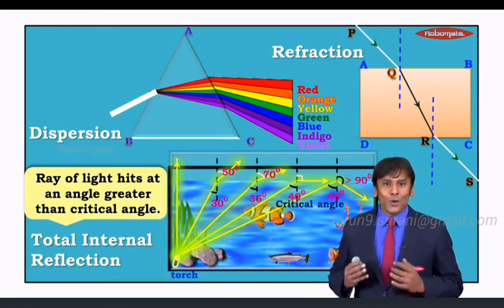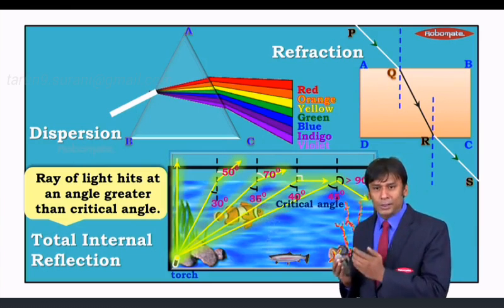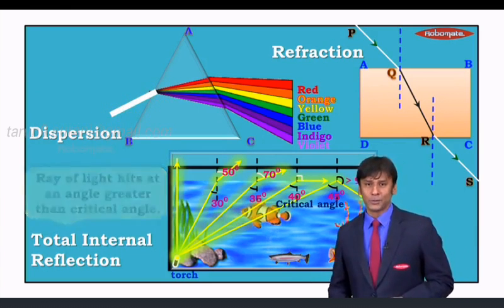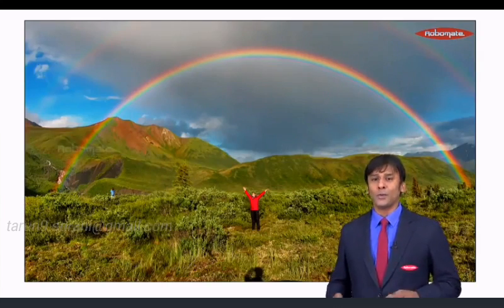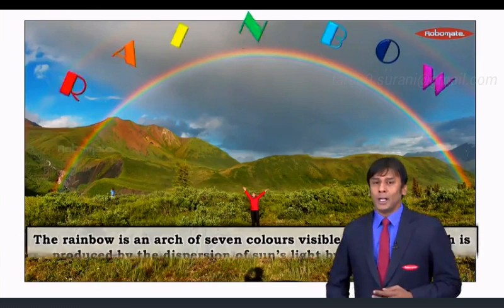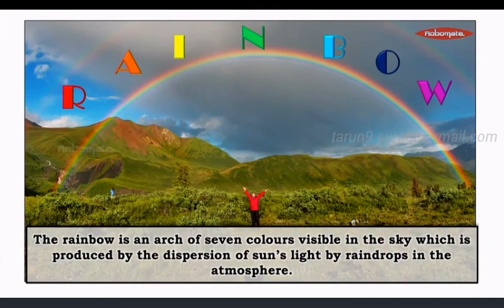Now once we know these three laws, that is dispersion, refraction and total internal reflection, we can now understand the formation of rainbows. So let us understand the formation of rainbows, this wonderful phenomena. Now when we understand rainbow, what is a rainbow? A rainbow is an arch of 7 colors visible in the sky, which is produced by the dispersion of sun's light by raindrops in the atmosphere.